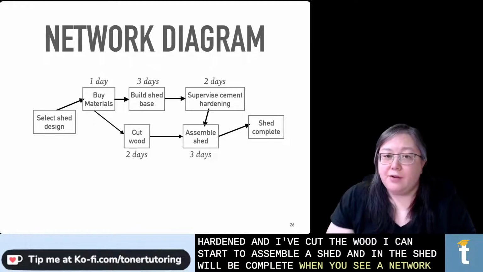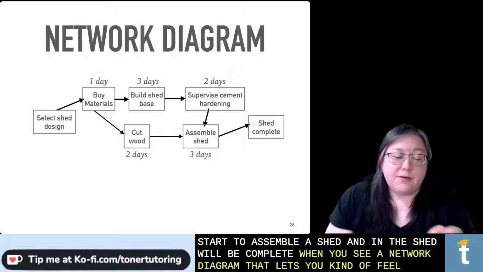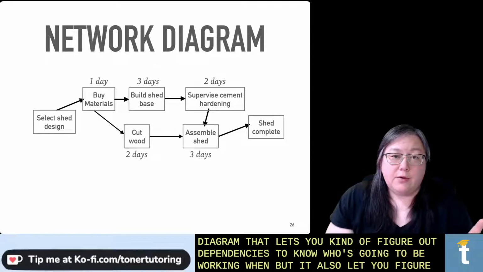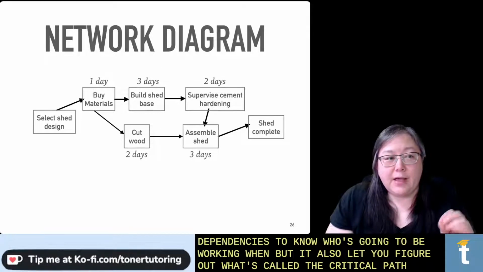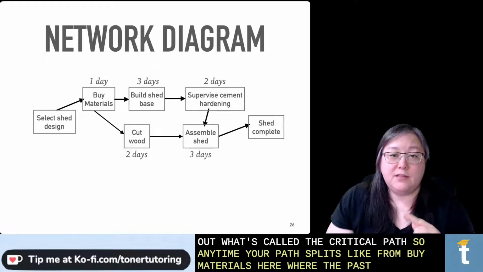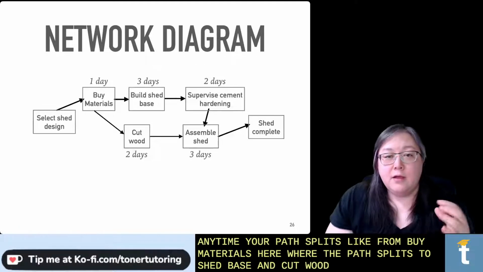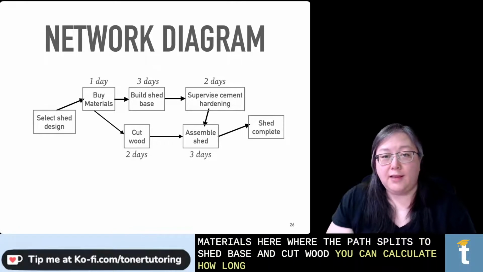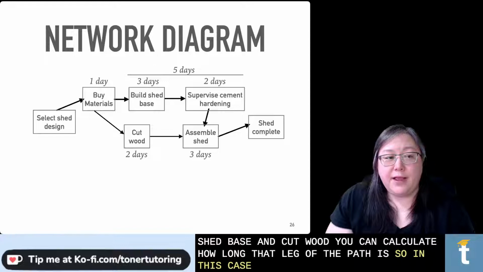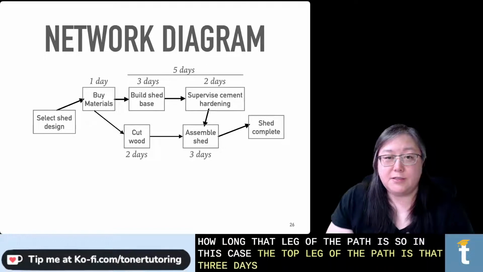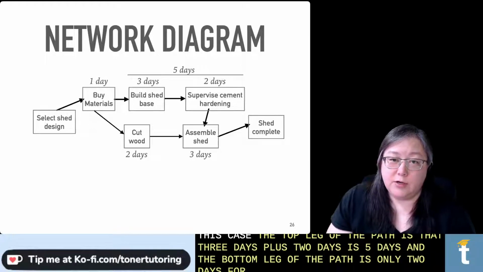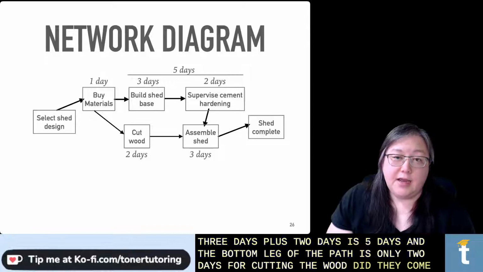When you see a network diagram, that lets you figure out dependencies to know who's going to be working when, but it also lets you figure out what's called the critical path. So anytime your path splits, like from buy materials here, where the path splits to shed base and cut wood, you can calculate how long that leg of the path is. So in this case, the top leg of the path is 3 days plus 2 days, which is 5 days. And the bottom leg of the path is only 2 days for cutting the wood, because they come back together again at assemble shed.